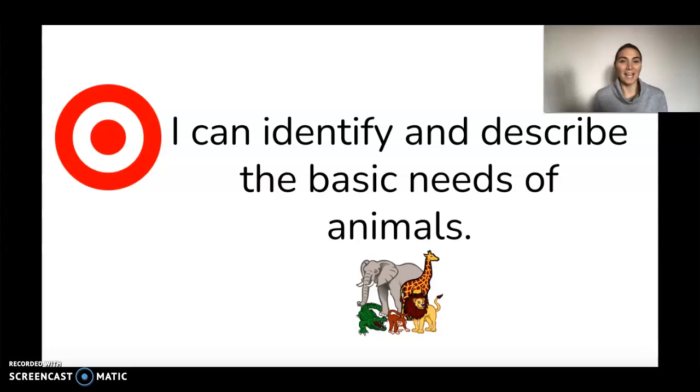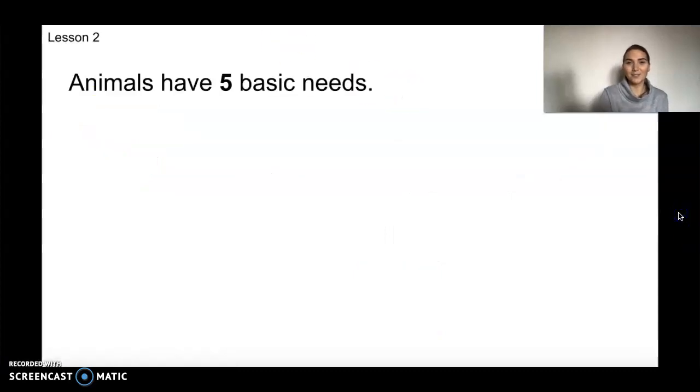Today we are going to take a closer look at some living things. Our target skill for today is I can identify and describe the basic needs of animals. So let's take a closer look.